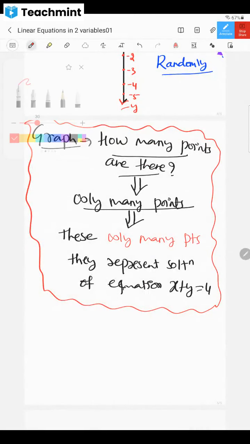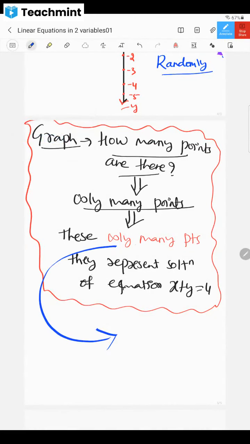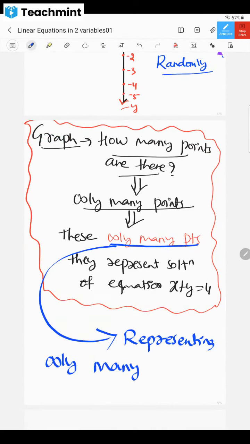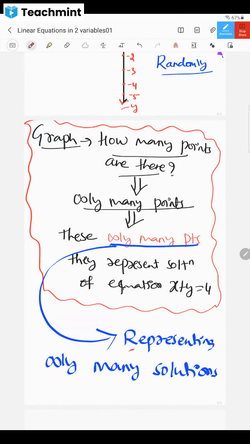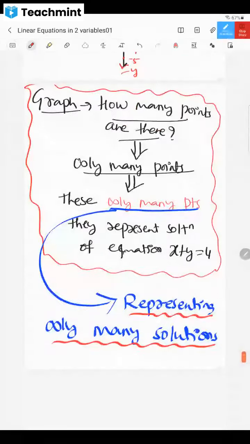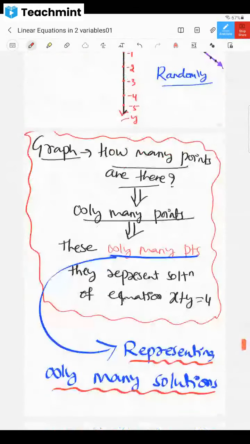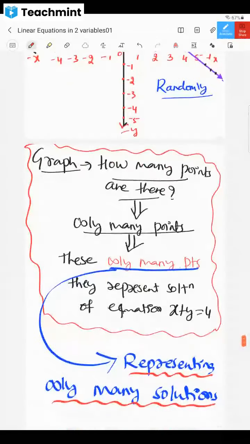Clear? Whatever infinitely many points are there, what are they representing, dear children? They are representing infinitely many solutions. Clear? Okay, I hope it is clear whatever I'm telling. Everybody got this or not?